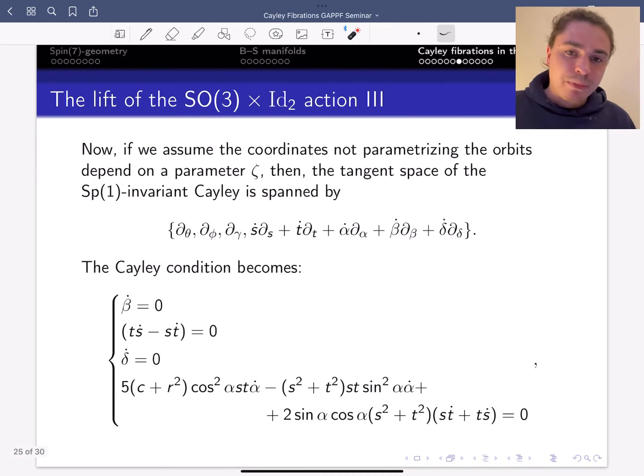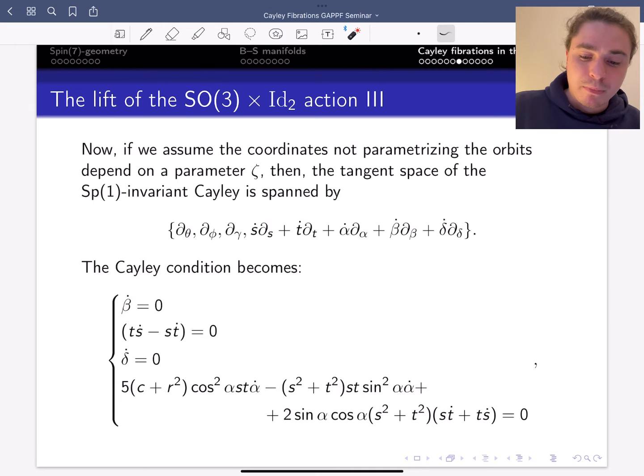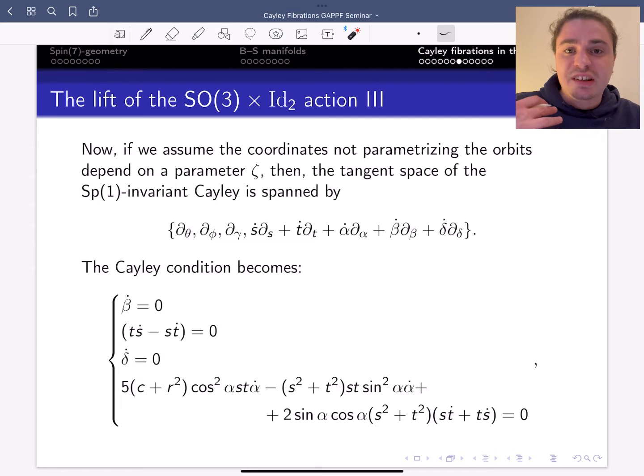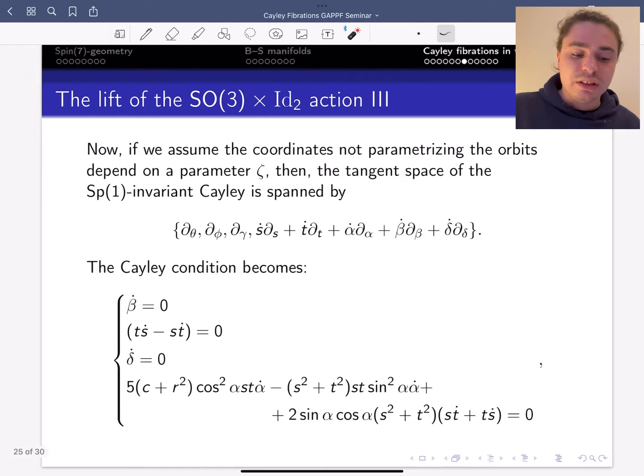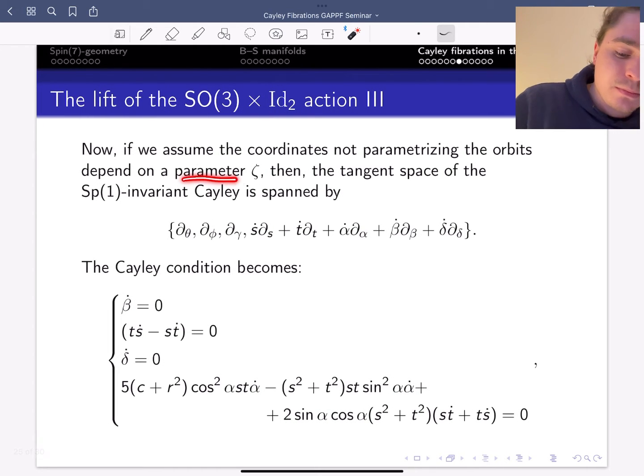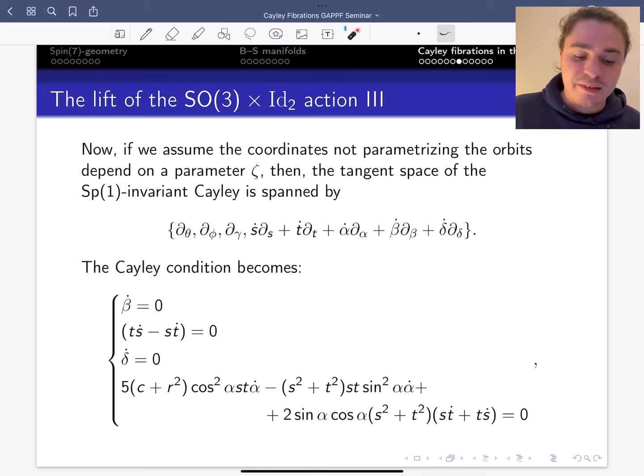So now, if we assume that the coordinates not parameterizing the orbits, so essentially we're looking at the space of orbits, depend on a parameter Xi, then the tangent space of Sp1 invariant Cayley's is spanned by d theta, d phi, d gamma, and s dot partial s plus t dot partial t plus alpha dot partial alpha plus beta dot partial beta plus delta dot partial delta. So what does it mean?